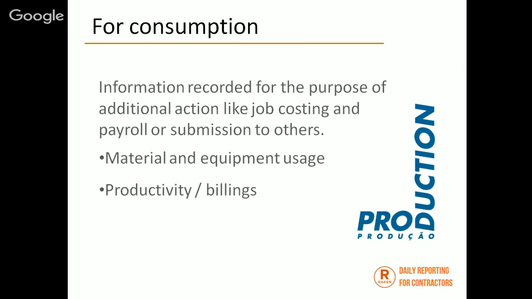So the next thing we look at is what I call the for consumption. What I mean by this is something that's recorded for someone else's benefit. This is your payroll stuff, right? We record names and time of people so that payroll knows what to do when paying people. This is a lot of job costing stuff, productivity stuff, like our billings and how we do all that. So this stuff is very important, and it's the most common that goes in every report.